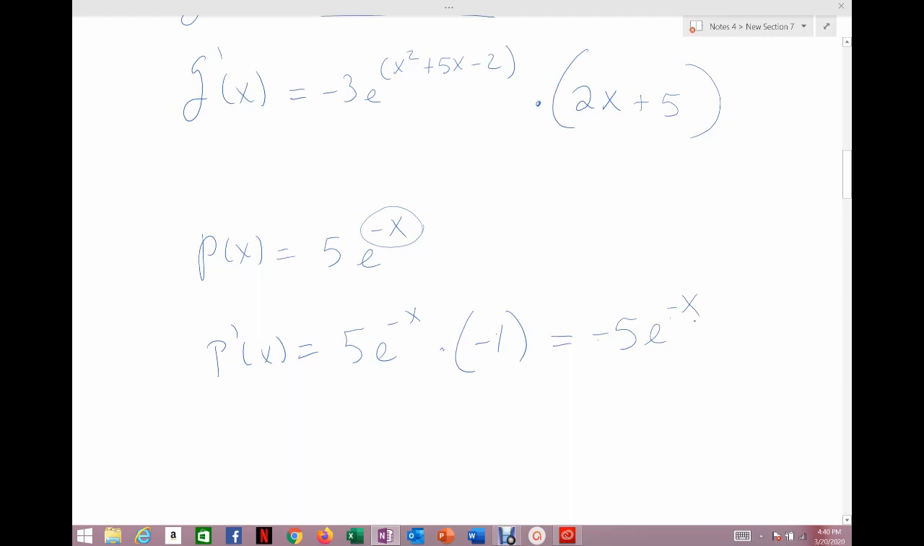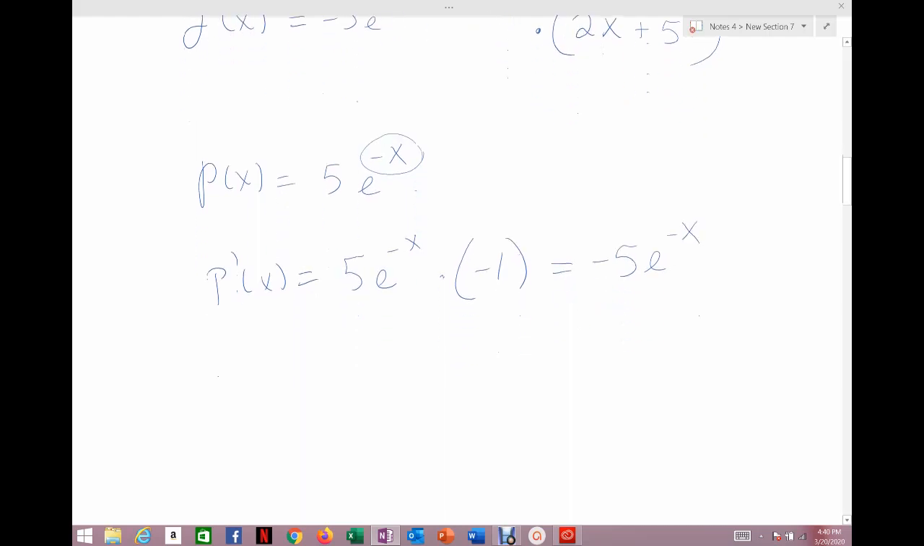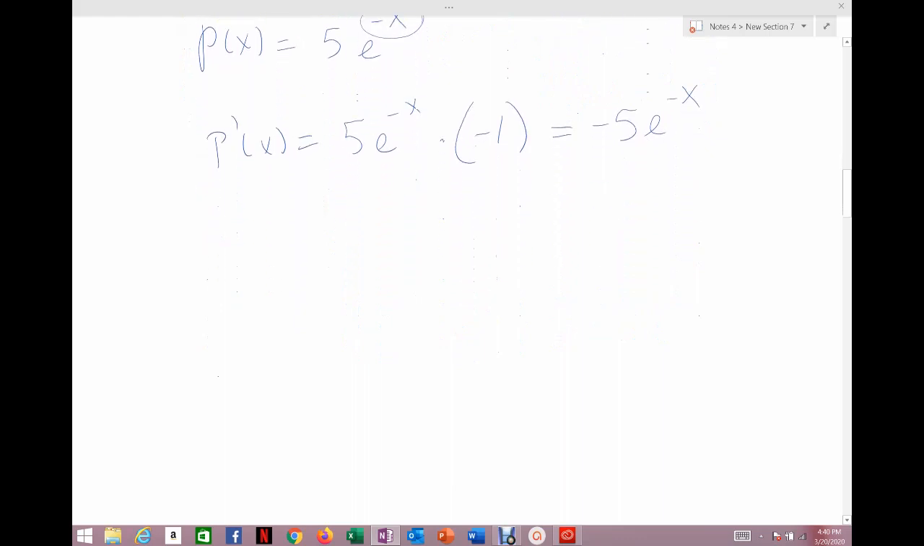All right, so that's the derivative of the exponential base e. Again, only works for base e. If it's a different base, it would require different rules. And we're only going to do base e in this class.